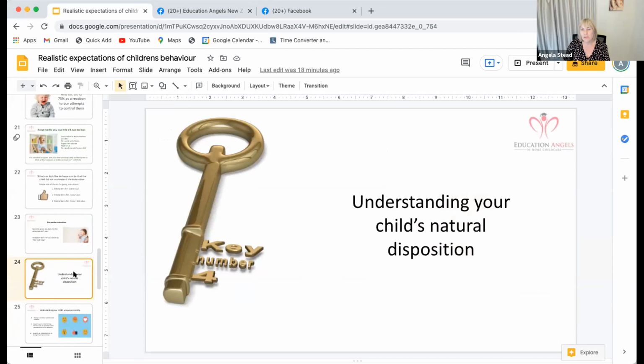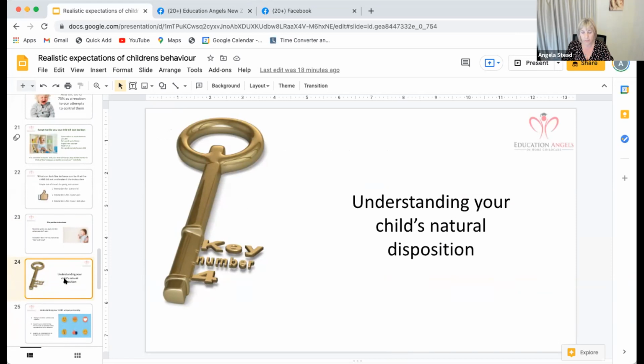And key number 4 is to understand your child's natural disposition. And we talked about this on the last webinar as well. It's so important to personalize and individualize education and experiences for children. And it all starts with their unique personality and looking at every child as an individual, because a one-size-fits-all model doesn't work.